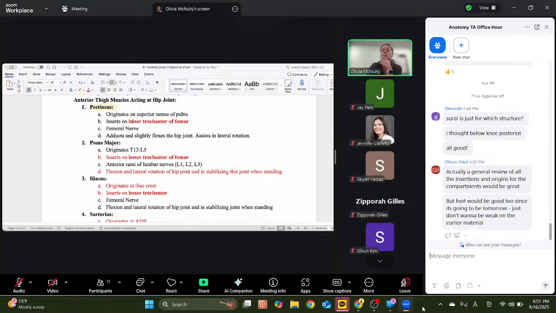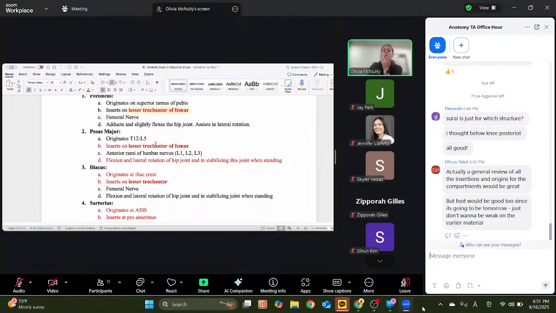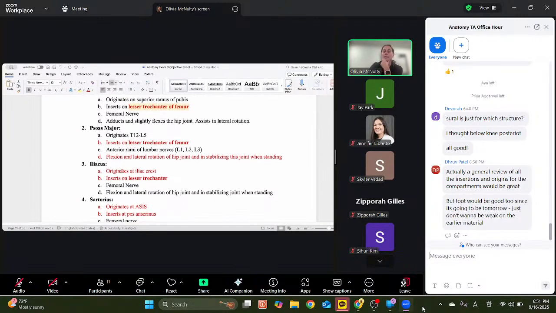And so remember our pectineus. This one inserts on our lesser trochanter of the femur. It's going to adduct and slightly flex the hip joint. Our psoas major and iliacus, which make up our iliopsoas, insert on the lesser trochanter of the femur. So it's also our major hip flexor.